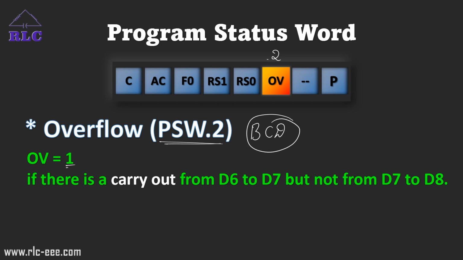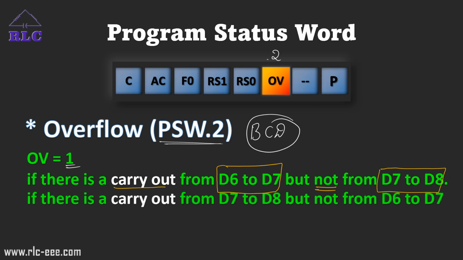It will be set to 1 if there is a carryout from D6 to D7, but not from D7 to D8. It will also be set to 1 if there is a carryout from D7 to D8, but not from D6 to D7. Or else it will be set to 0.